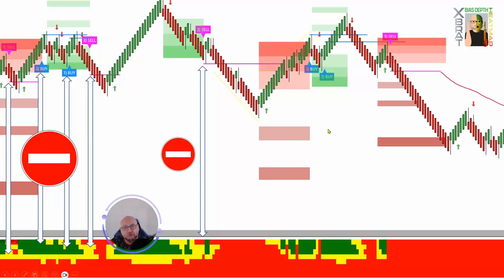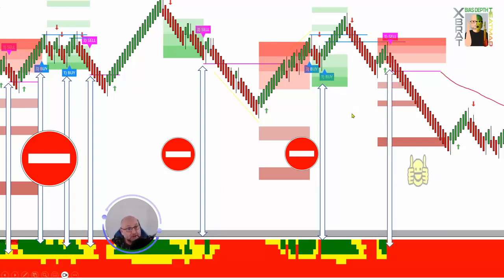We're looking for confirmation. Then we get these buy signals here. Again, the BIAS Depth heat map doesn't give us the confirmation, so we don't take them. It only reaches target 2, comes back and takes us out for break even. Now the next trade is the one that's worth waiting for.